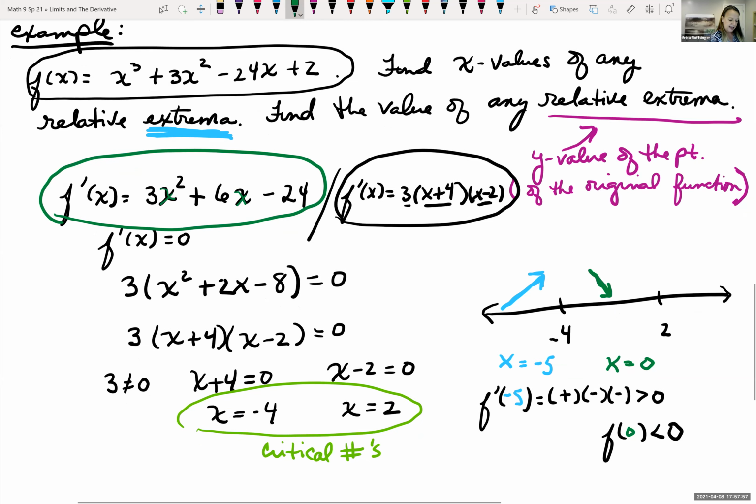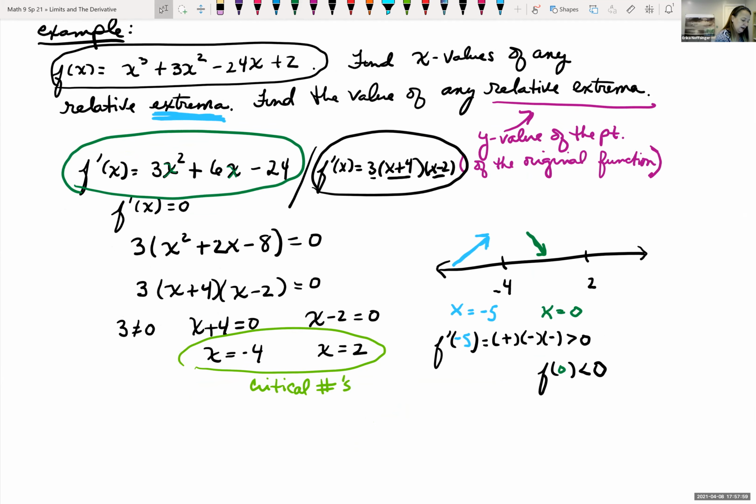So right now I can tell that the max occurs at x equals -4. That's not the maximum value, but that's where it occurs. We'll find the maximum value in a second. And now let's choose a number bigger than 2. So how about x equals 3?